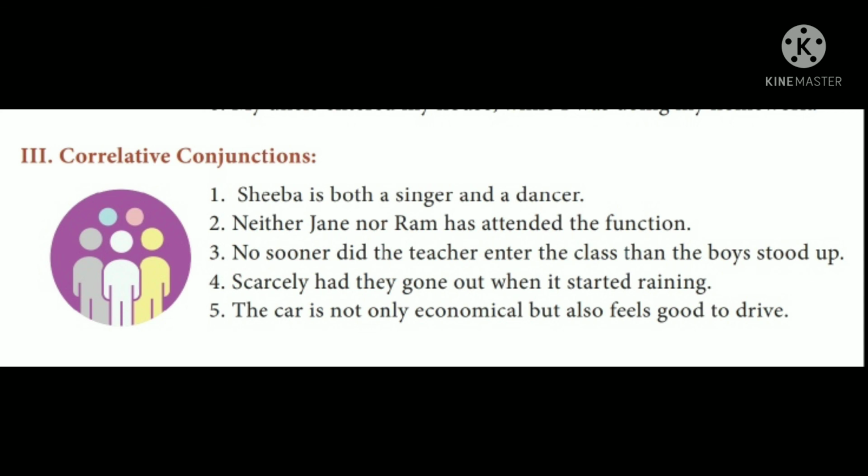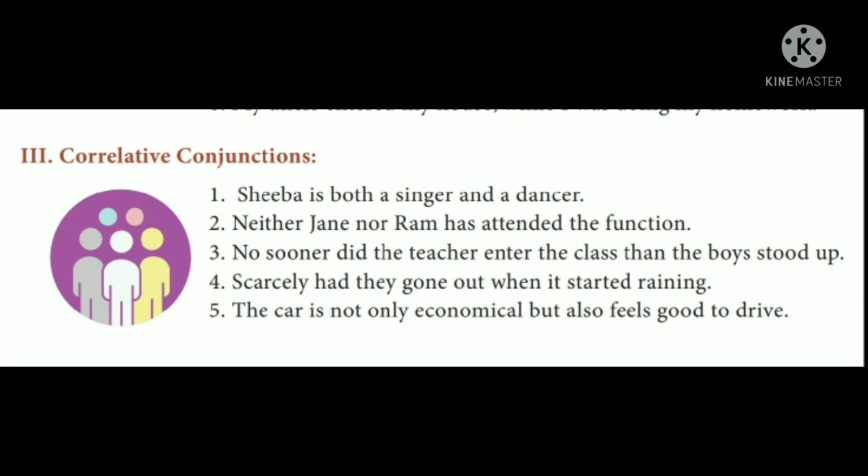Third one, no sooner did the teacher enter the class than the boys stood up. So in the third sentence, no sooner than, these two are correlative conjunctions. Here it connects words that are related to each other, so it is called correlative conjunctions. Next, fourth sentence, scarcely had they gone out when it started raining. In this sentence, the words scarcely and when are correlative conjunctions.